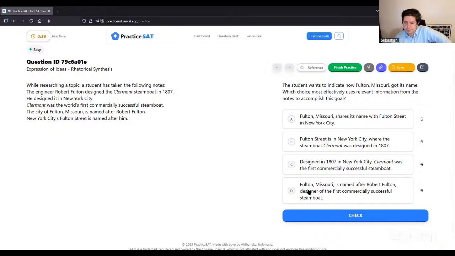So for this one here, Fulton, Missouri is named after Robert Fulton. That's what's telling us, right? It's got its name. That's what we care about finding, how it got its name. We don't care about anything else, so the other answers don't matter. You could check here. Is named after Robert Fulton.